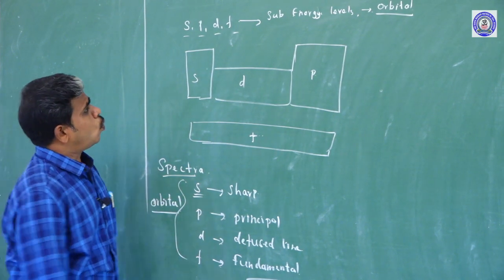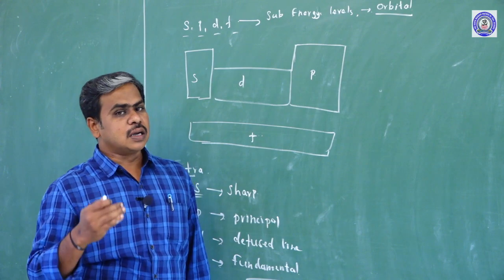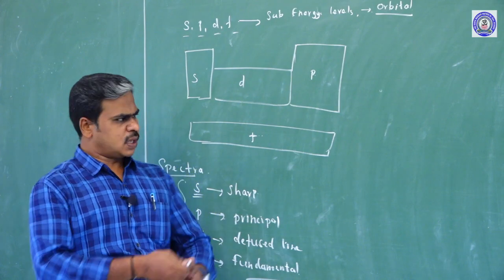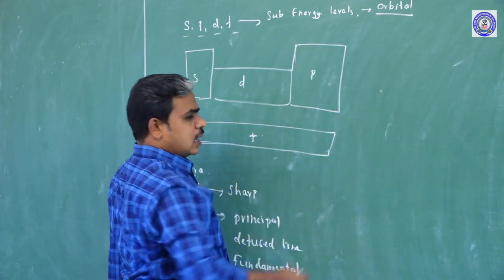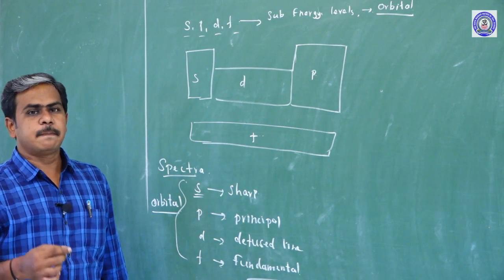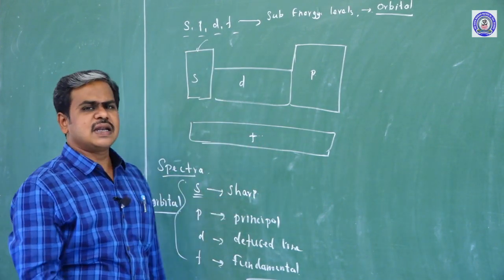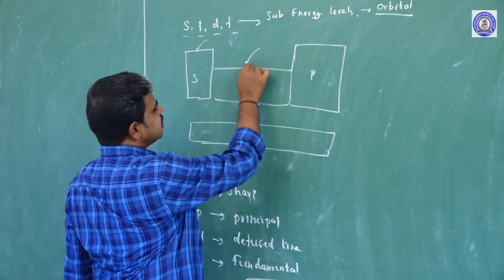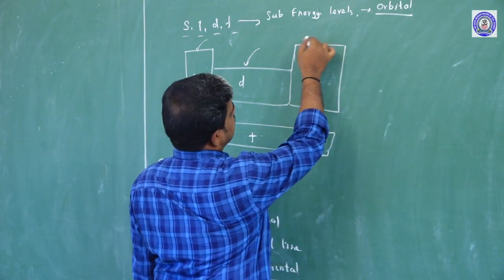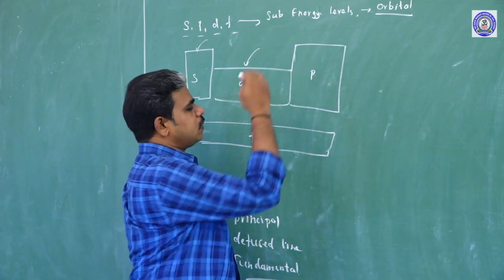Now what is the definition of P block elements? The last electron, or the valence electron, enters in P orbital, which is known as P block element. Suppose the last electron enters in S orbital, then it is S block. If the last electron enters in D orbital, then it is D block. If it enters in P orbital, then it is P block elements.